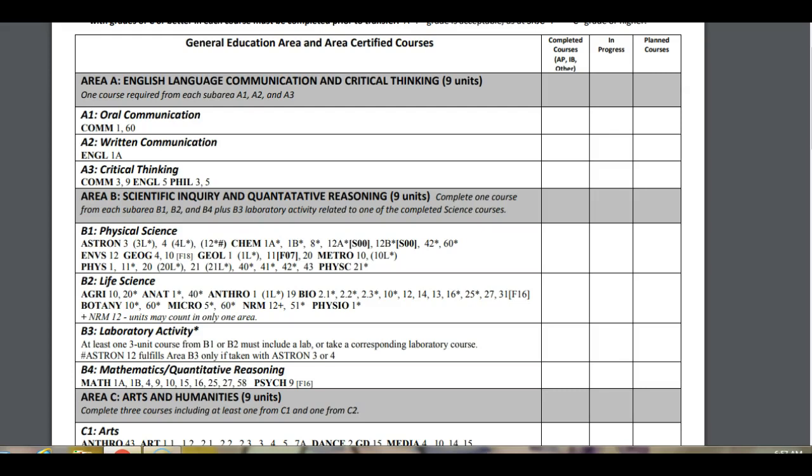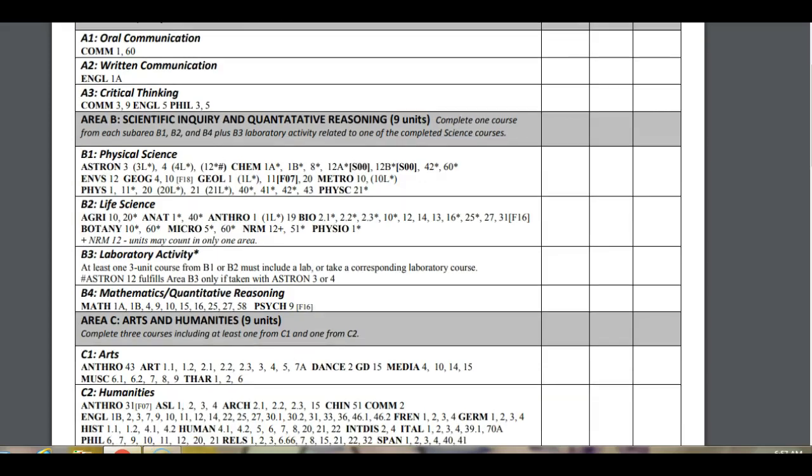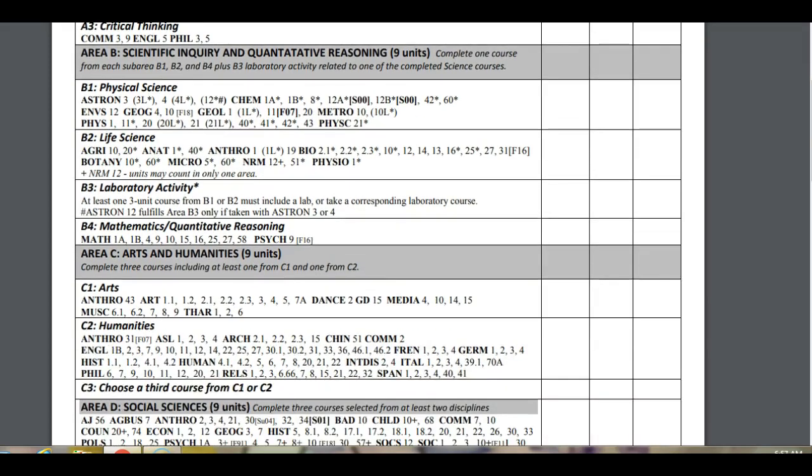Now, maybe you've attended a different college, and if so, you would want to have those transcripts evaluated by the SRJC Admissions and Records Department so that we could see what you did at the other school and where it lands on the GE sheet.